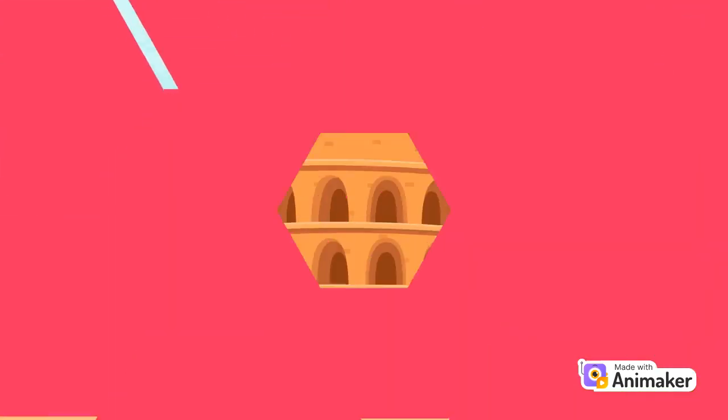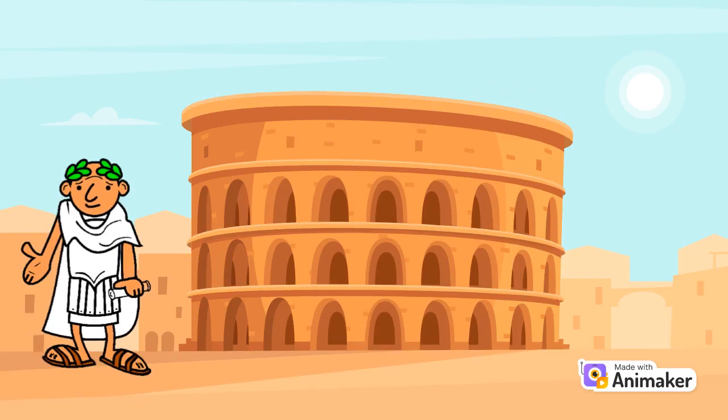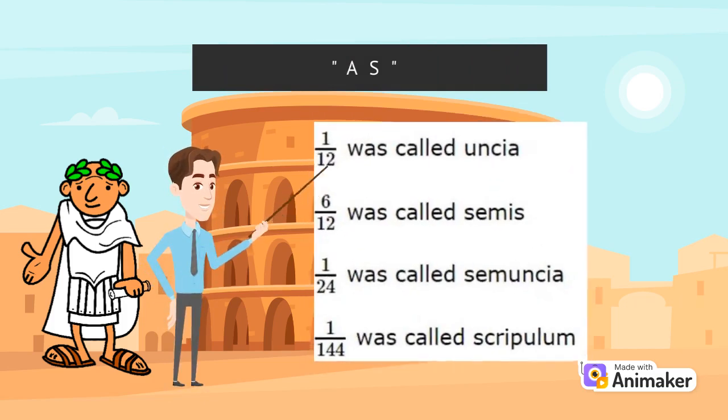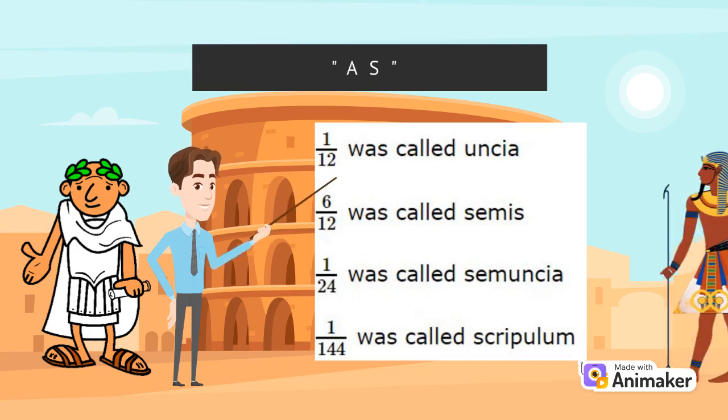But in ancient Rome, fractions were only written using words to describe part of the whole. They were based on the unit of weight which was called the as. One as was made up of 12 uncia, so fractions were centered on 12. For example, 1/12 was called uncia, 6/12 was called semis, 1/24 was called semuncia, and 1/144 was called scripulum. So as with the Egyptian system, the words made it very difficult to do calculations.